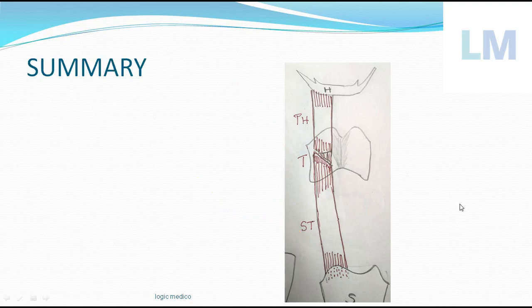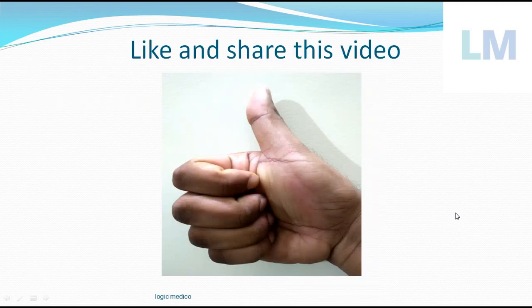Very simple. In summary, the sternothyroid muscle is one of the infrahyoid muscles. It's below the hyoid bone. It begins from the posterior surface of the manubrium sterni and the adjoining first costal cartilage, runs upwards and laterally to get attached to the oblique line of the thyroid cartilage. It pulls the thyroid cartilage downwards, that is, it depresses the larynx. The nerve supply is from a loop of nerve called the ansa cervicalis, C1, C2, C3 fibers. That's all, the summary of the sternothyroid.